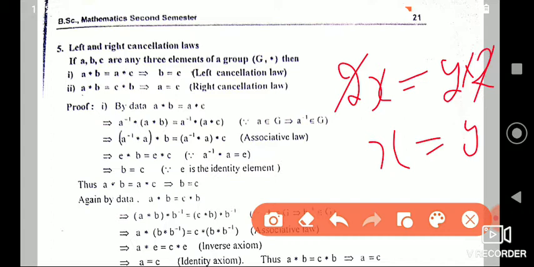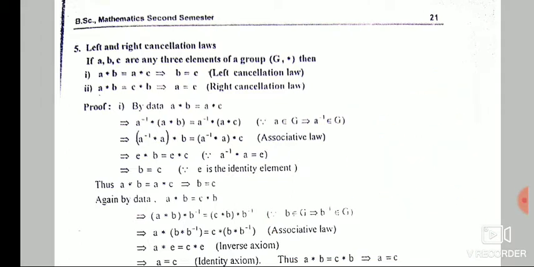It is commutative there. In real space it is commutative, so we're not bothered about where it is, either 2 into x or y into 2. We are not bothered about that. We'll just cancel to any place. But in group theory that is not true.